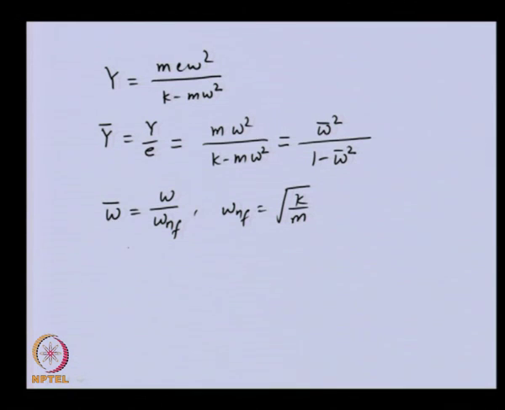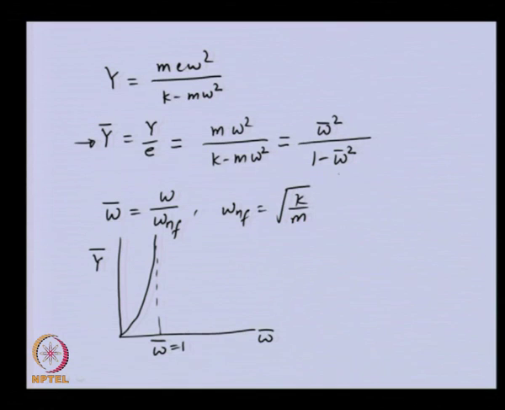Now, if we want to plot this response, that is, the amplitude ratio with respect to frequency ratio, we will get a very high amplitude at omega bar equal to 1, because in this expression the denominator will become 0 and we expect a very high amplitude of vibration. And if we increase the frequency further, this will go asymptotically to the value 1. So, this amplitude ratio will be 1.